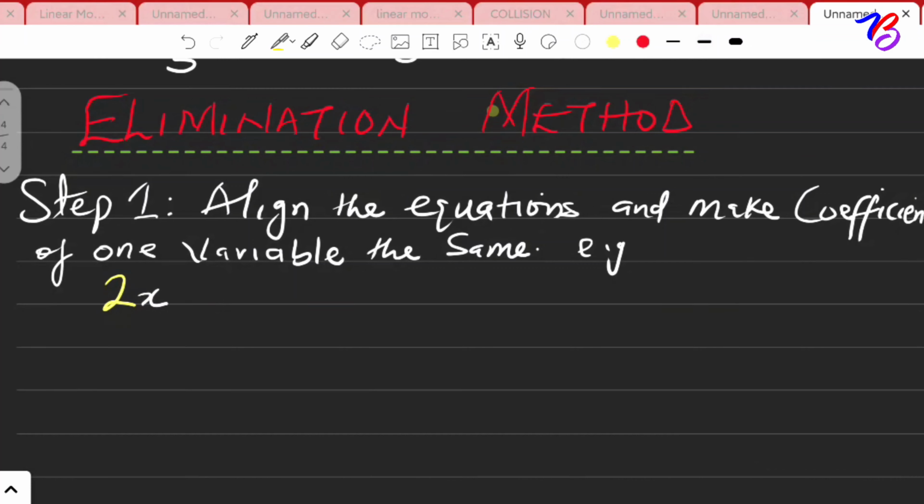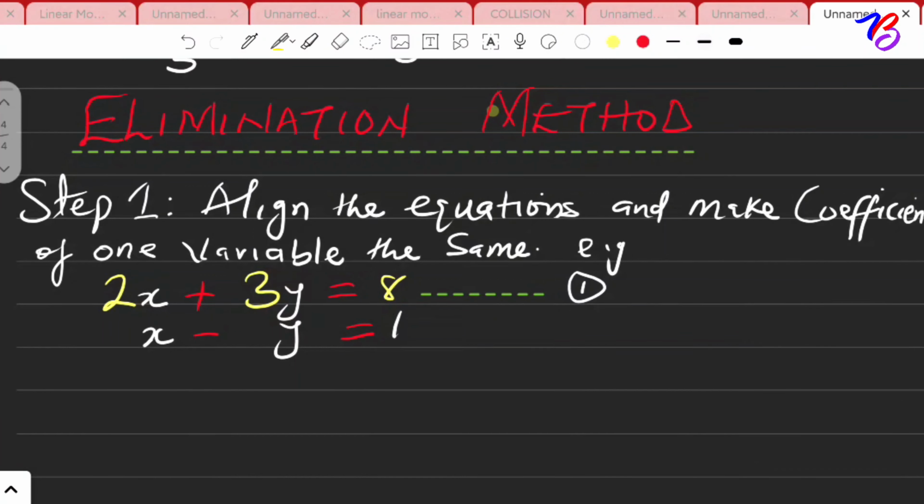For example, 2x plus 3y will equal 8. Recall our first equation above. Also recall that 2, 3, 8 are constants, but 2 is the coefficient of x, and x is the variable. 3 is the coefficient of y, and y is the variable. We have this as equation 1. The equation 2, x minus y is equal to 1. This gives us equation 2.